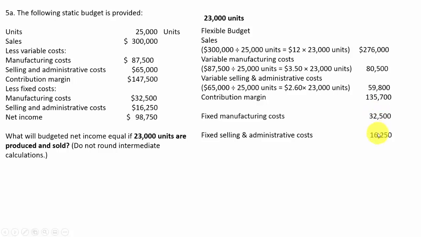And now these two fixed costs are added together and subtracted from the contribution margin to come up with net income, and the new net income is $86,950. So what will be the budget net income if we make 23,000 and sell 23,000 units? It'll be $86,950.